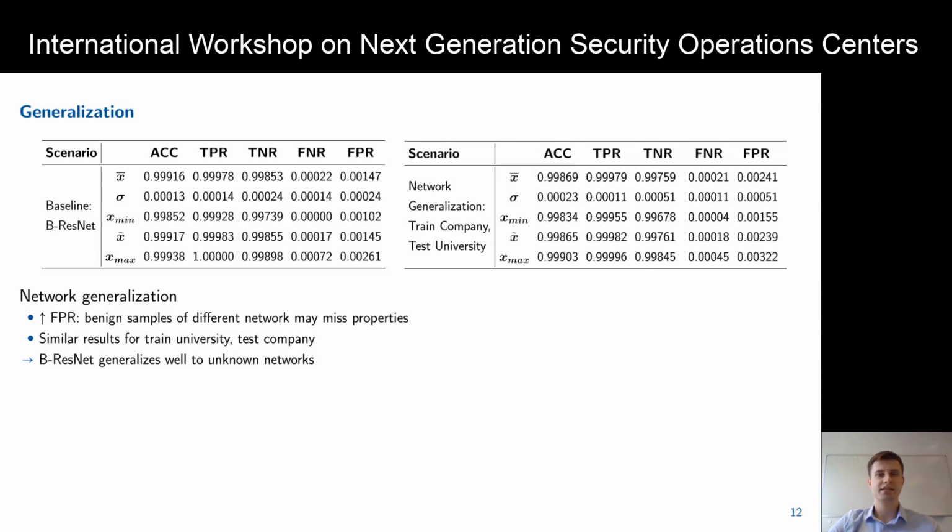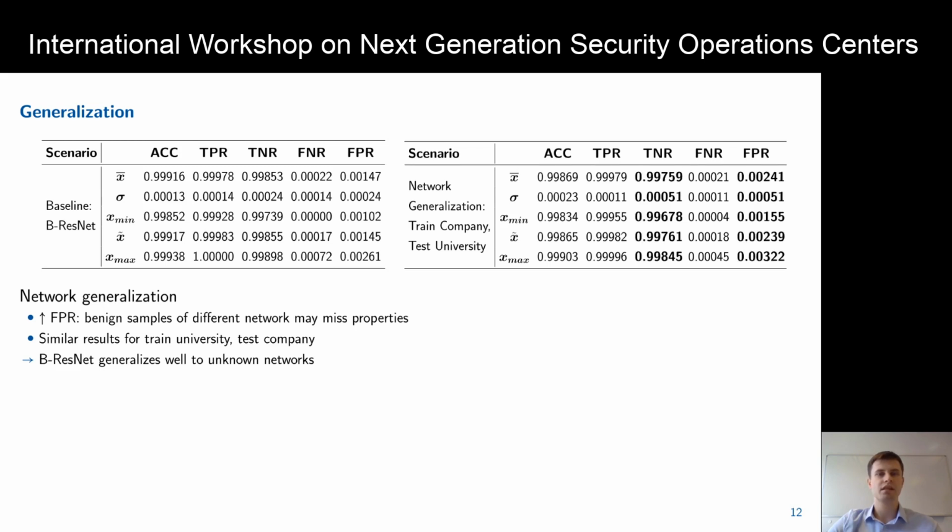Next, we analyze the generalization capability of our ResNet-based binary classifier. To show that the classification can be outsourced as a service, we train the classifier on samples of the company network and let the classifier predict samples of the university network. The results of this experiment are depicted in the table on the right. On the left side, we display a baseline in order to be able to assess the classifier's capability.